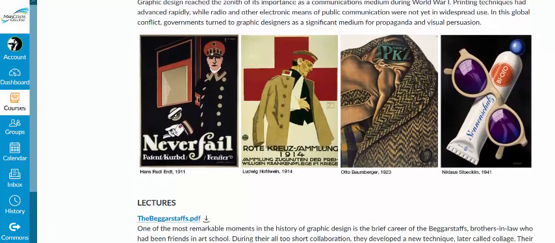And here we can see some examples of graphic design from the time period. Ludwig Hohlwein's World War I propaganda poster. And these last two images are examples of Sachplakat, which emphasizes the object as the primary element in the graphic design.